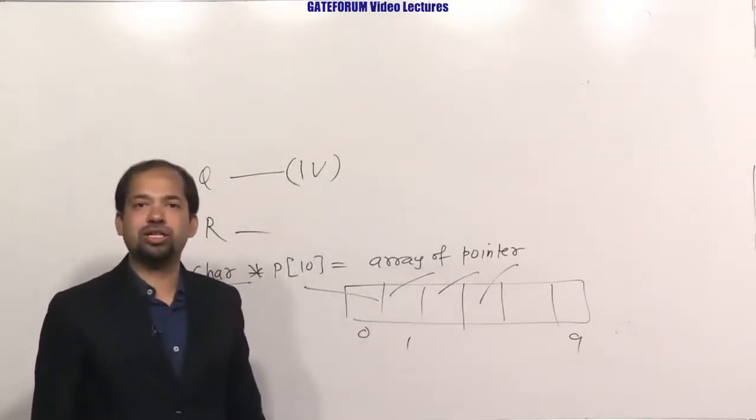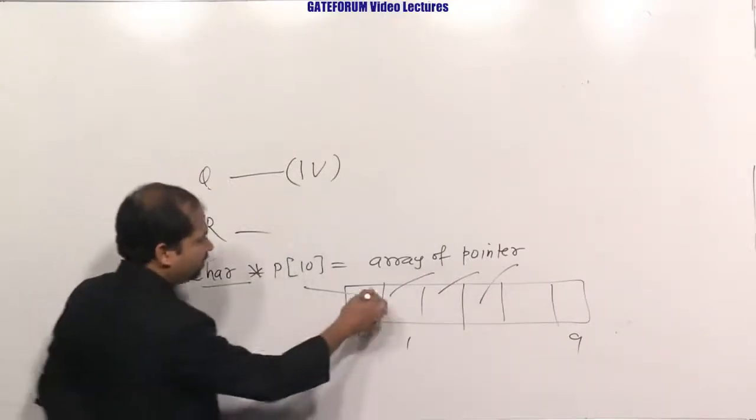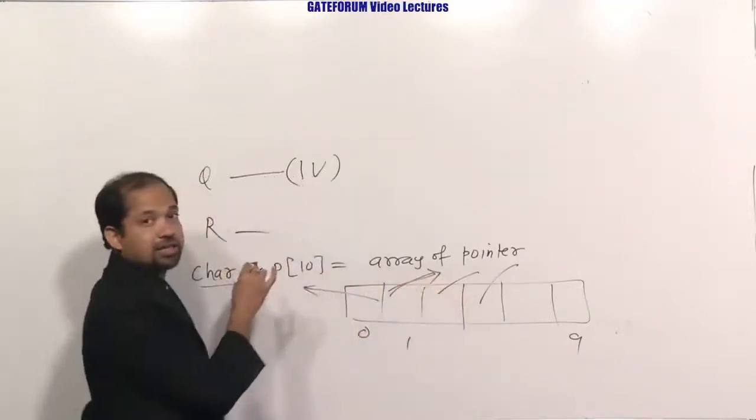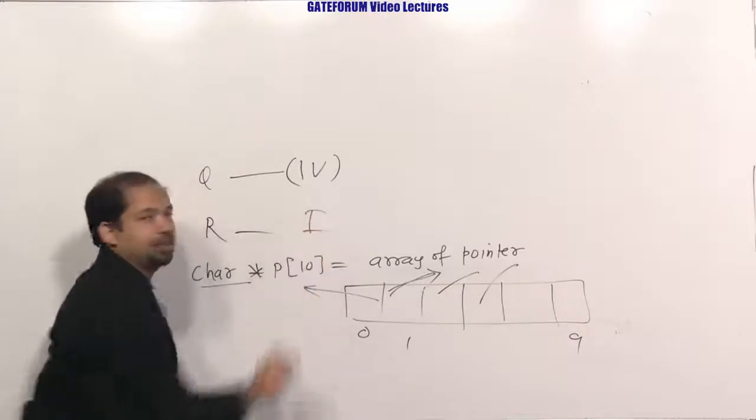So it is a sequence of memory locations to store addresses. Here we are having what? It's a pointer. So a pointer is nothing but storing an address. So R is matched with 1.